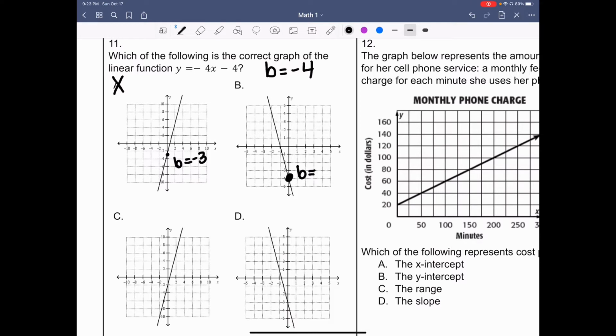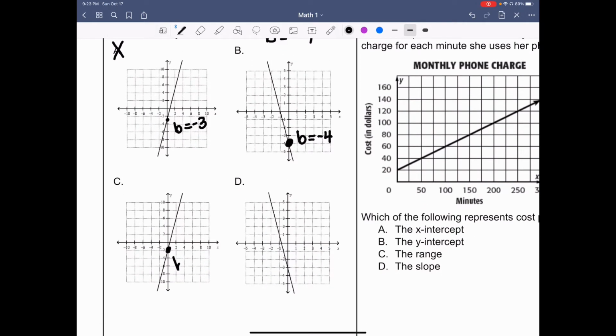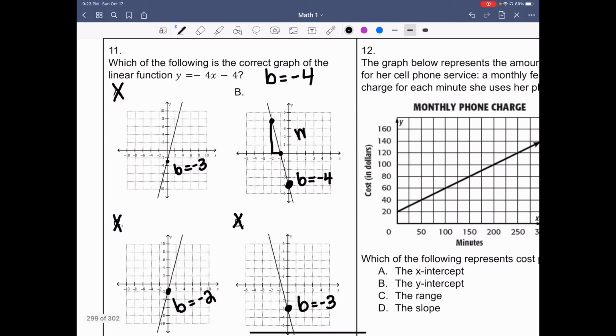B has a y-intercept at -4. So that's a potential. C has a y-intercept at -2. So that's not going to work. And then D has a y-intercept at -3, so that's not going to work. All right, and I can check this, and I can see that I am going down 4 and right 1 to give me a slope of -4.